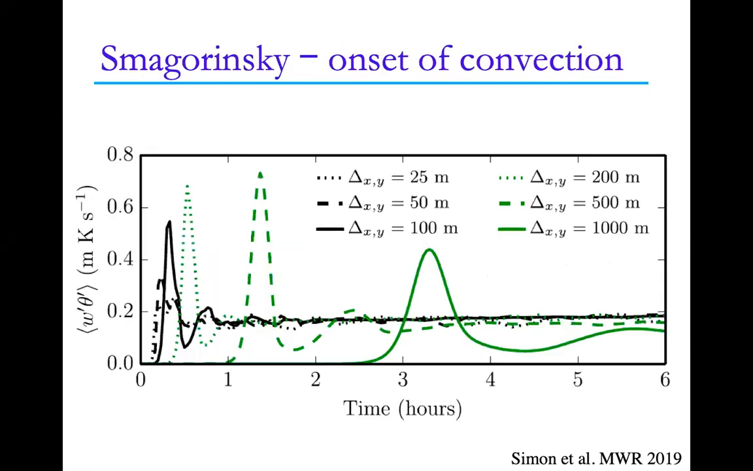So let's look a little bit at the onset of convection using different closure models. This plot is a time series of the W prime theta prime as a function of time. At 25-meter resolution, that dashed black line, you see this increase very near the beginning of the simulation, which indicates the onset of resolved convection. Contrast that with the green solid line here, which shows the results at 1 kilometer resolution. And you see a 3-hour delay in the onset of convection here and intermediate levels at the intermediate resolutions. So that's with Smagorinsky.